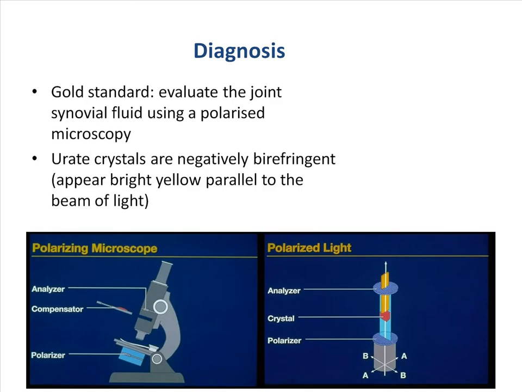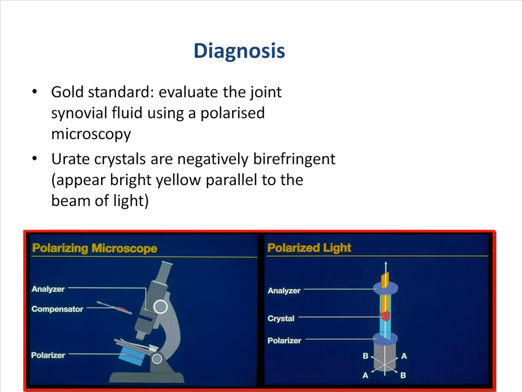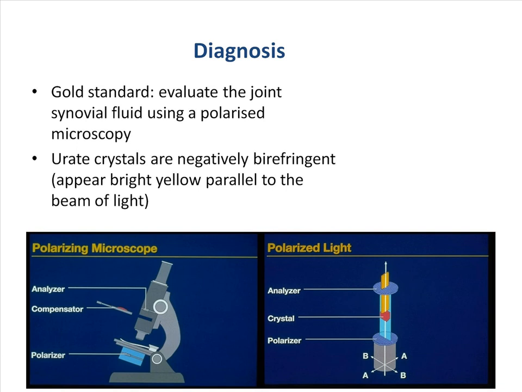Now, the gold standard for diagnosing gout is to evaluate the joint synovial fluid using a polarized microscopy as shown below. Urate crystals are negatively birefringent, appearing bright yellow parallel to the beam of light.